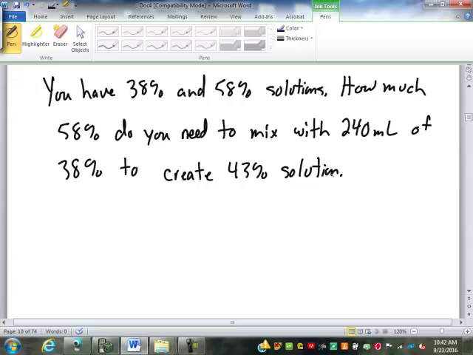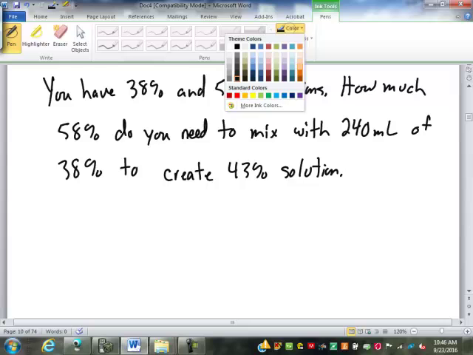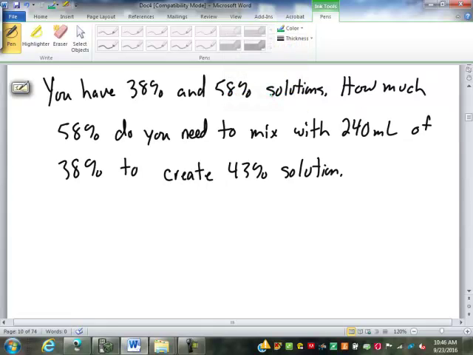So I want you to try this in your notes. I'm going to pause the recording for you. I'll give you a few minutes, see if you can set it up. Then we'll take a look at setting up the equation, and we'll go from there. Let's just take a peek and see if you're getting it set up right.